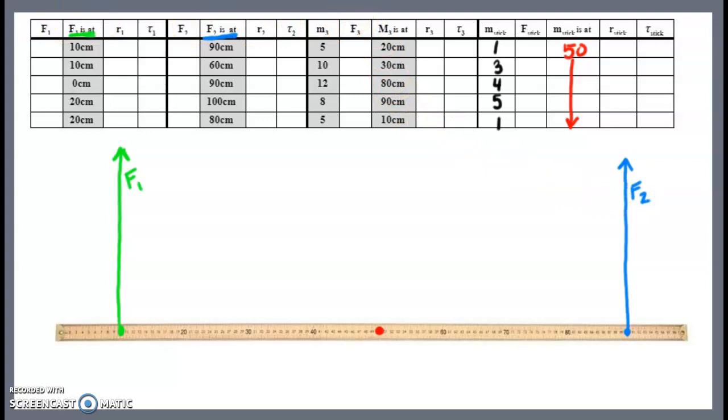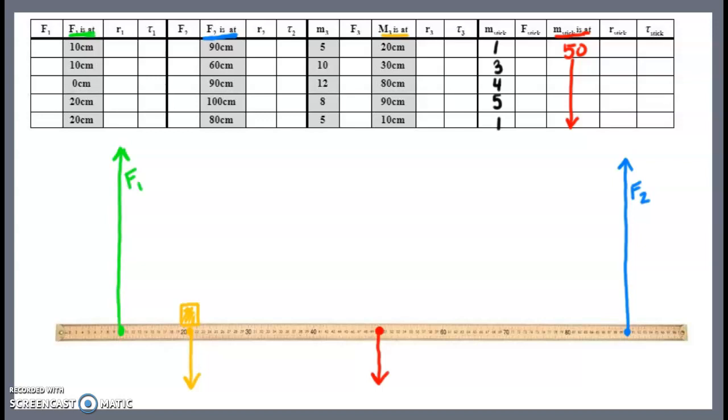For F3, F3 is at 20 centimeters, and F3 is our object. So you can draw that as a box here. That one, in this case, is at 20, so that's trying to pull our lever downward. And then finally we have M stick. The stick itself is pulling downward here. So step one, I've identified all of my given information.